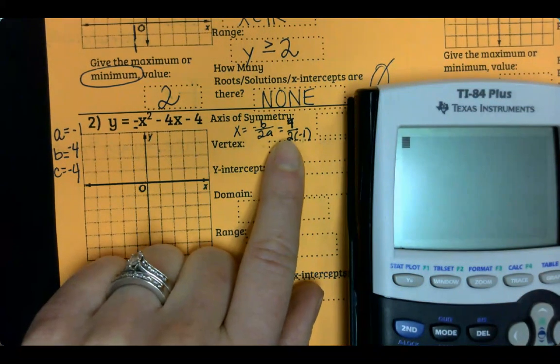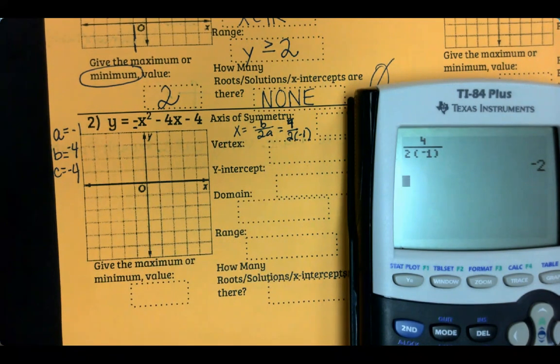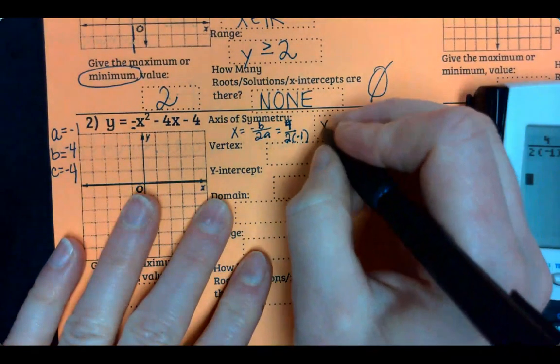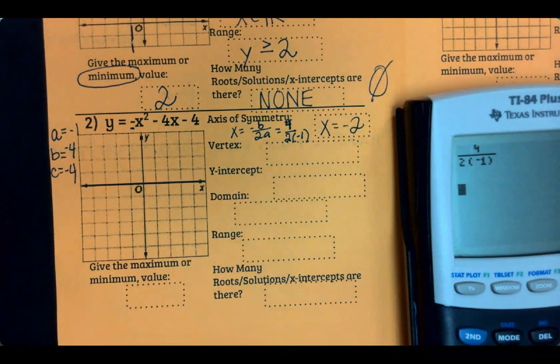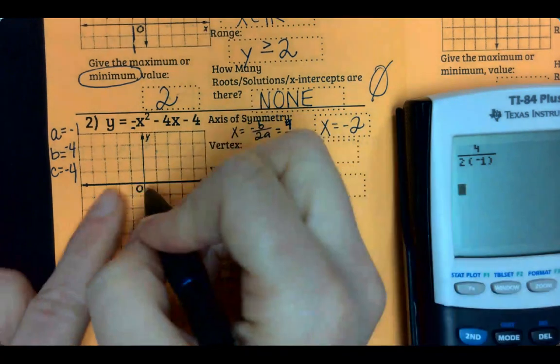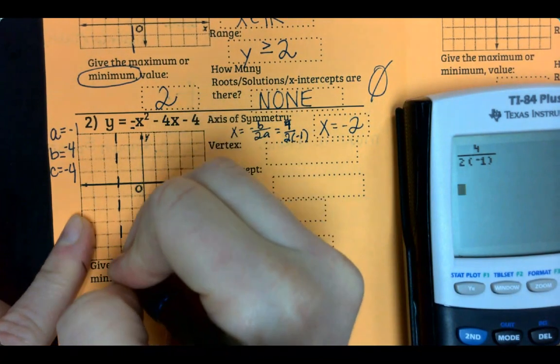So we can put this in the calculator. Alpha y equals, get our fraction, 4 over 2 times the negative 1. Make sure you know how to put this in. If you need help, ask me. Okay, so that's a negative 2, so we're going to write x equals negative 2. So draw your dotted line down the negative 2. You go to the x-axis, go to negative 2. That's our axis of symmetry.